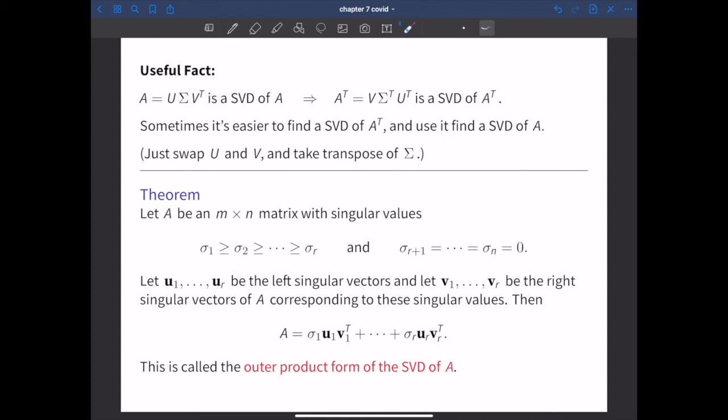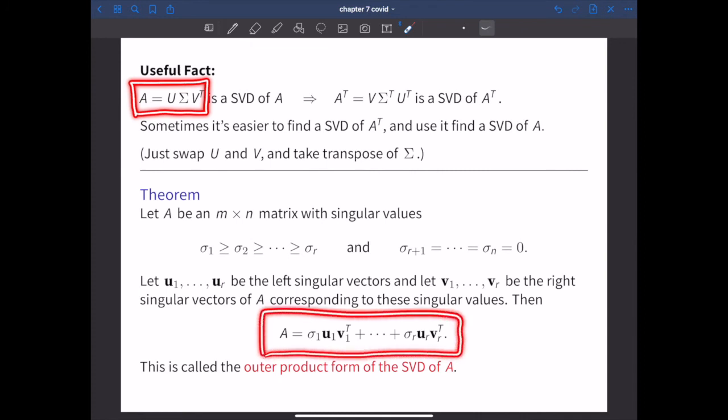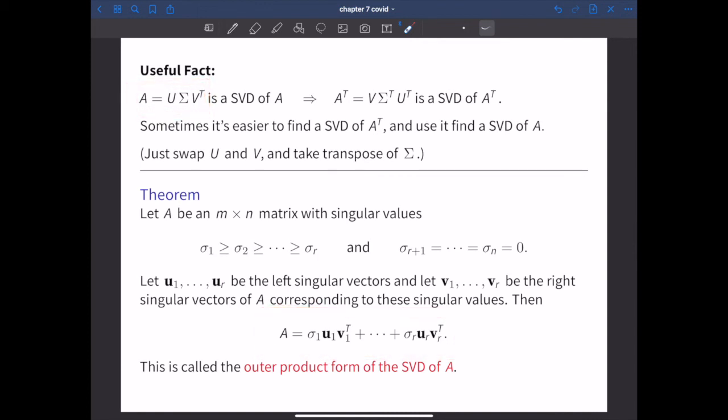Ultimately, it contains all the same information as the singular value decomposition up here in the top left. These are just two different ways to express the same thing. And this theorem has a lot of applications, and I outlined one of them with that image compression example I showed you at the beginning of this section.